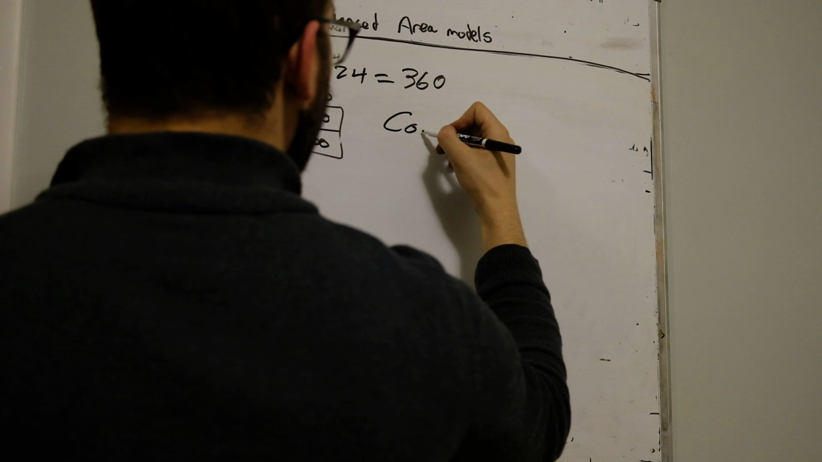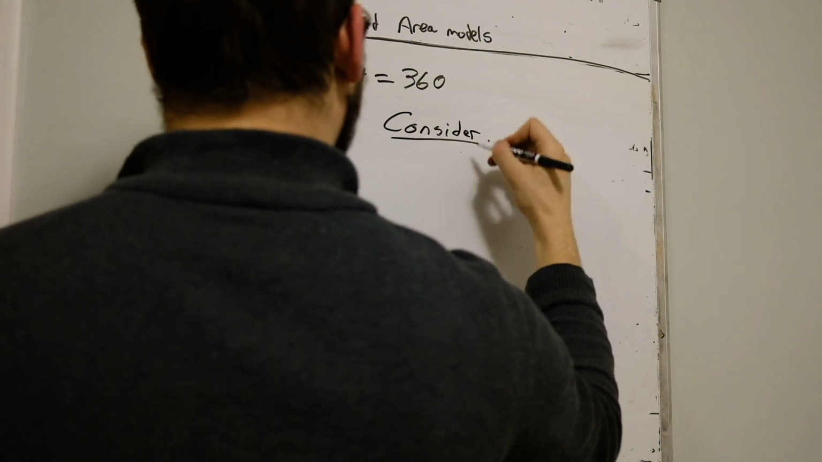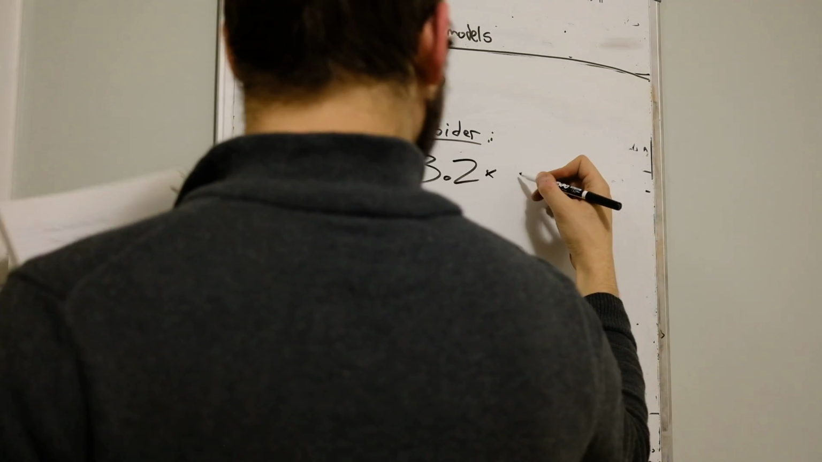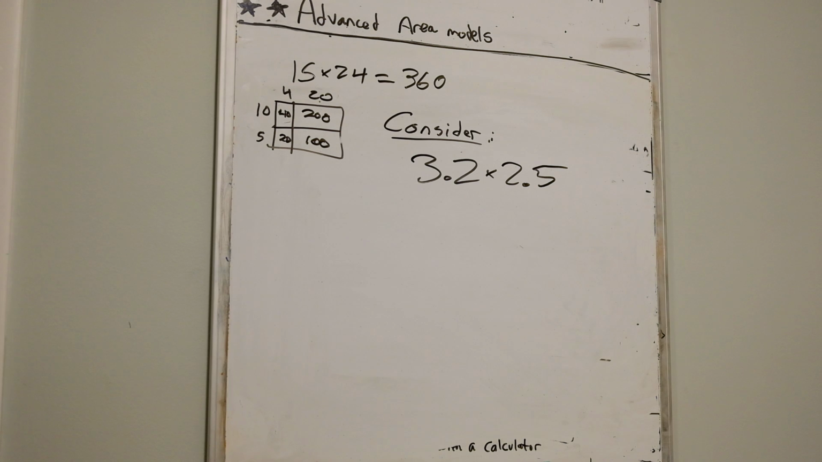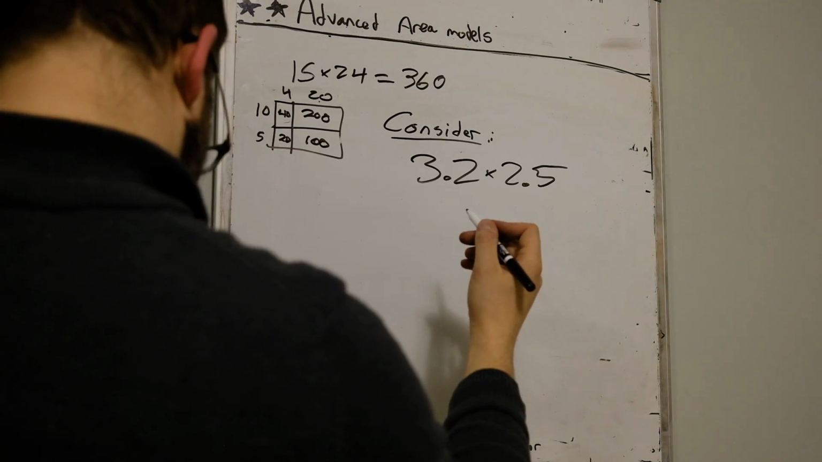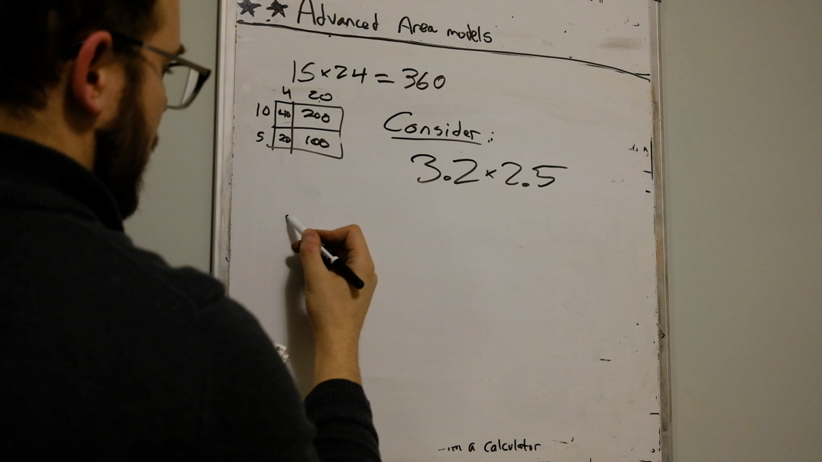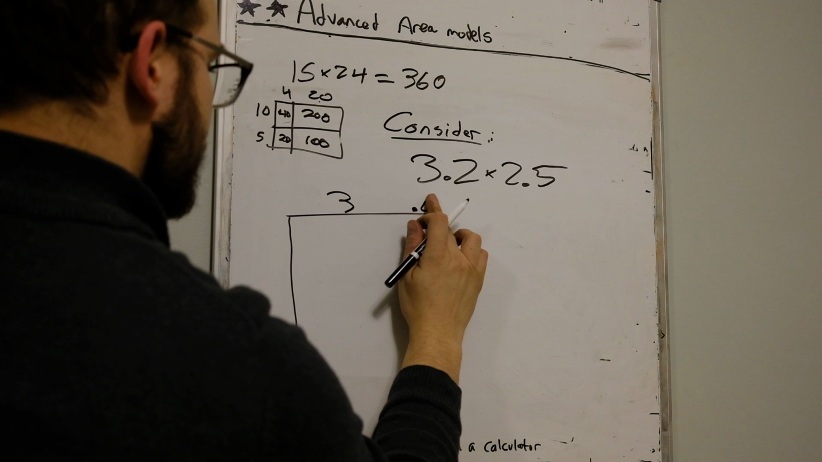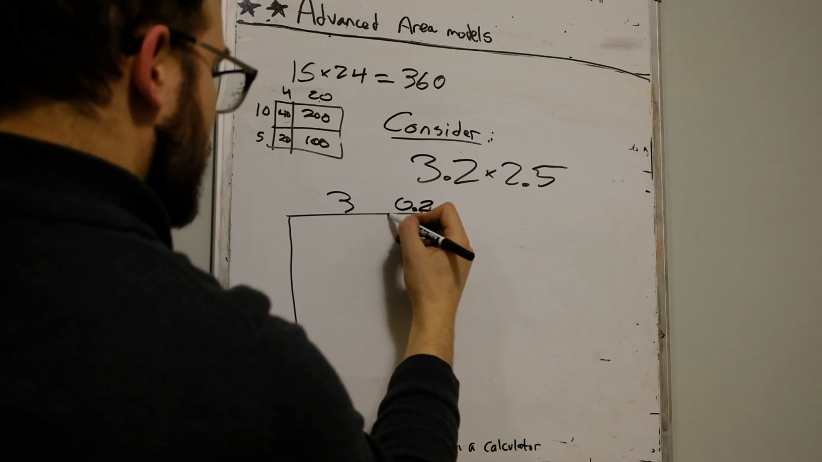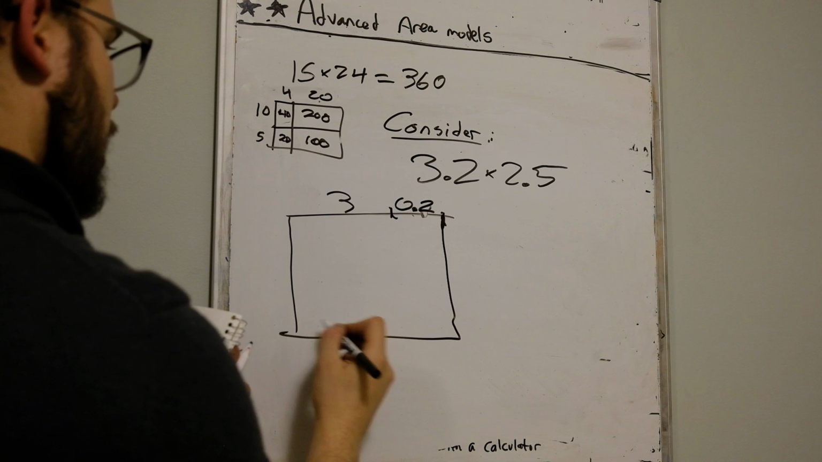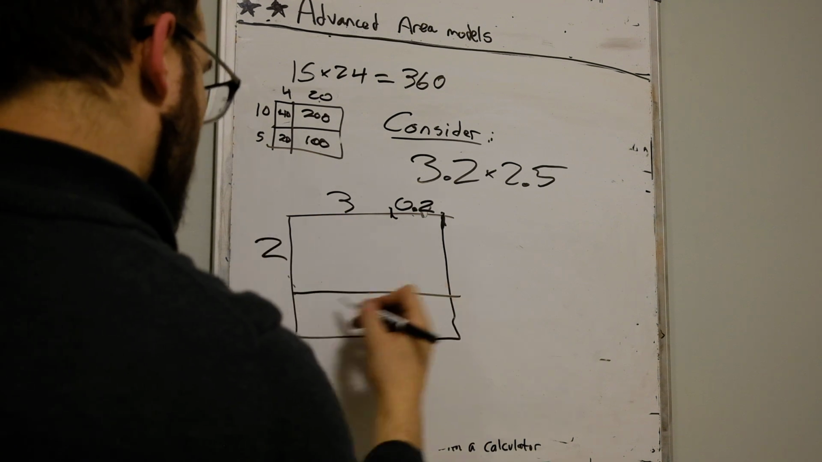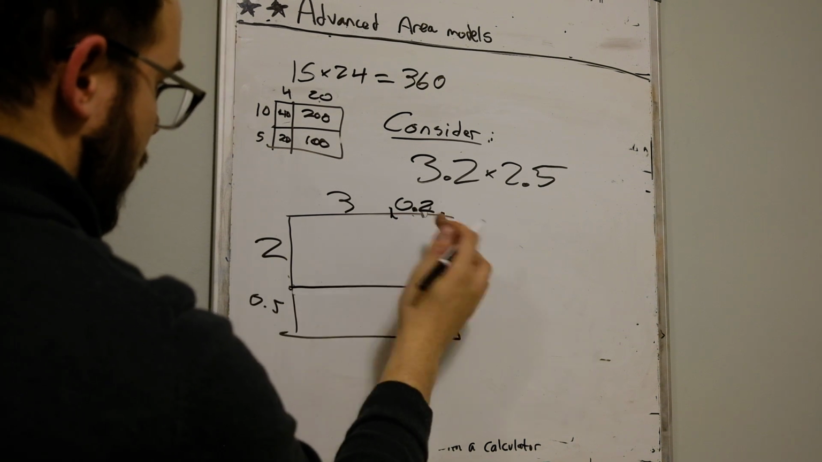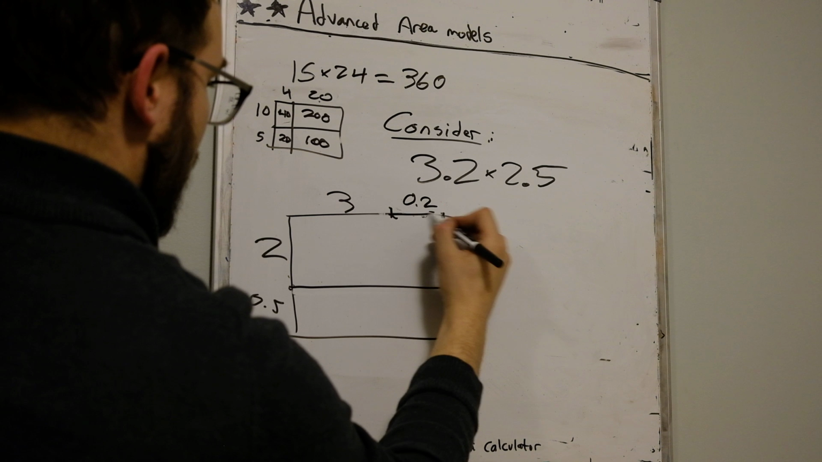So consider, we're going to go 3 and 2/10 times 2 and 5/10. So 3.2 times 2.5. Think about this area model. So here we could draw a rectangle, make it 3 and 0.2. And here we can make this 2 and 0.5. Obviously this isn't proportionate, but it gets us the main idea.